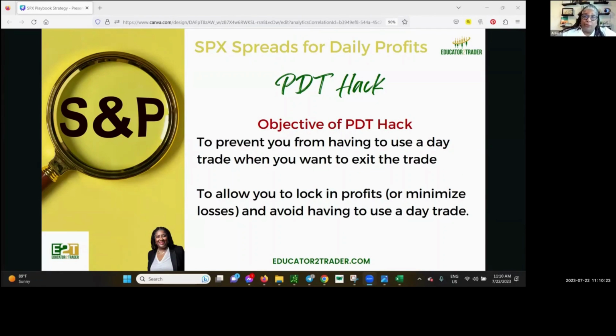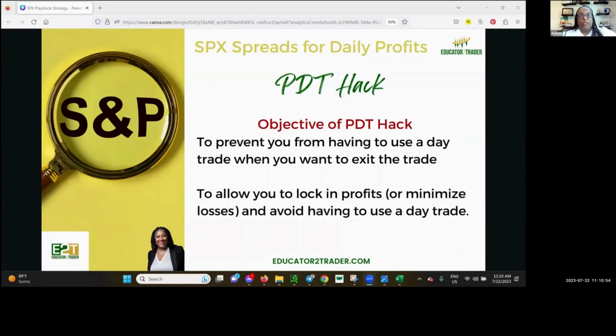Or if the trade's not going your way throughout the day, something happens, howsoever, you can use the PDT hack to close off a trade that is not going your way, and it'll reduce your loss, because max loss is whatever the difference is, where I was talking about $45 was what you collected and you were putting up $455 of collateral. Max loss is to lose the other $455 if both of your strikes are breached.